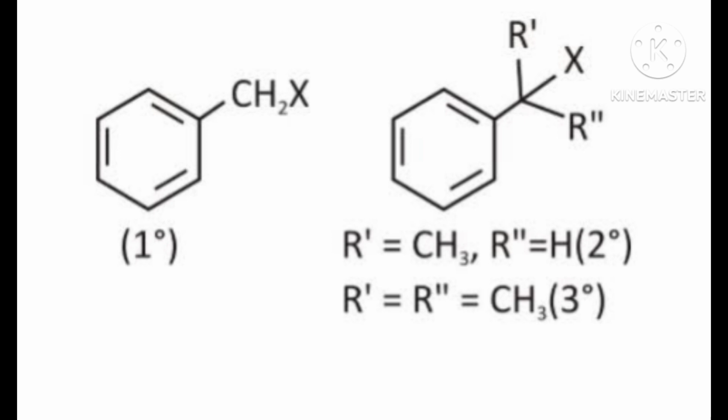Now in the same way, benzylic halide. In benzene, alternate double and single bonds are there: 3 double bonds, 3 single bonds. Then on each carbon, one hydrogen is there. In benzene, 6 carbons are there in a ring. Correct? Then alternate double and single bonds are there.